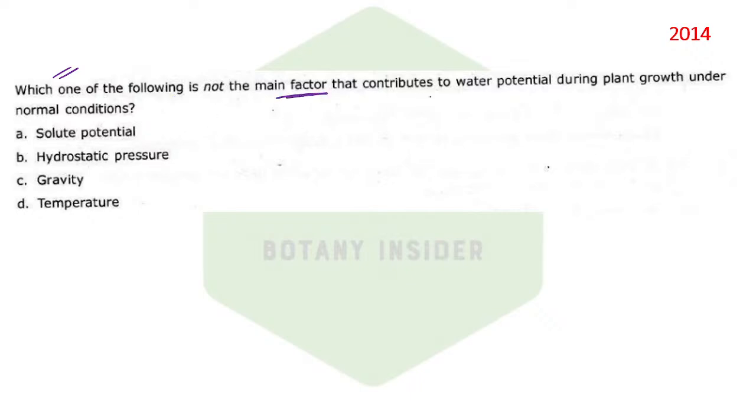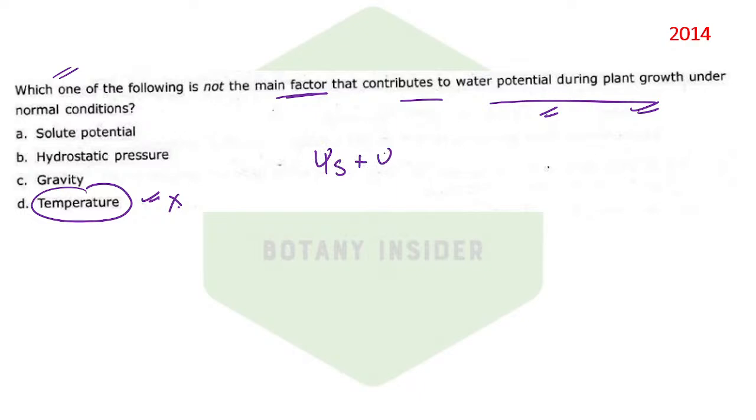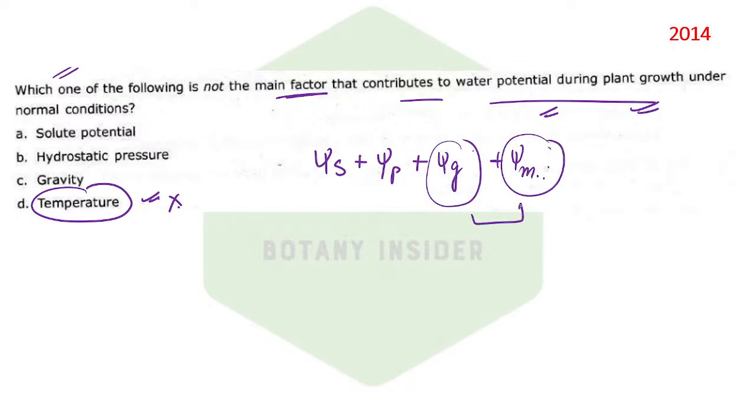Which of the following is not a main factor that contributes to the water potential? It is the temperature, which does not contribute. When we look into the water potential formula for the entire thing, you have the solute potential, then the pressure potential, then the gravitational potential, and then the matrix potential. Although gravitational and matrix potential are not taken up in your final solution, the question is asking which factors majorly contribute under normal conditions. So temperature is nowhere involved.